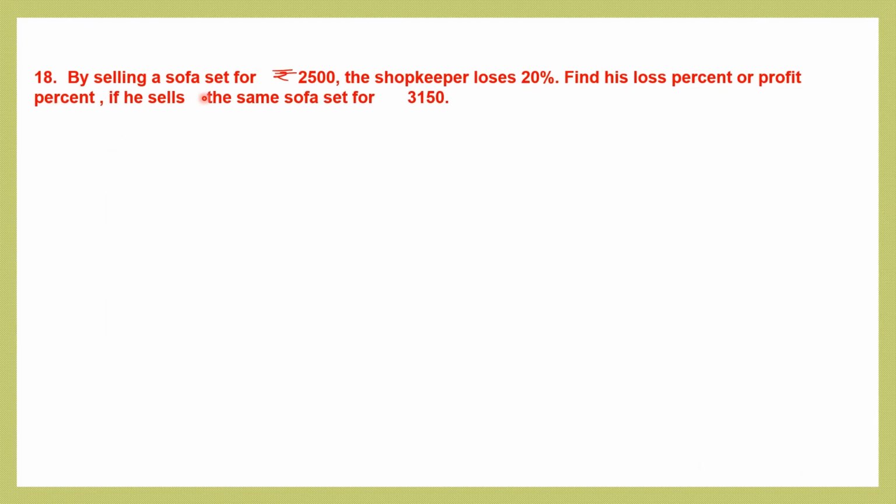Question 18. By selling a sofa set for 2500 rupees, the shopkeeper loses 20%. Find his loss percent or profit percent if he sells the same sofa set for 3,150. So again, we're asked to find the loss percent or profit percent. That means we need to have both selling price and cost price. We don't have the cost price, so let's begin to find that.